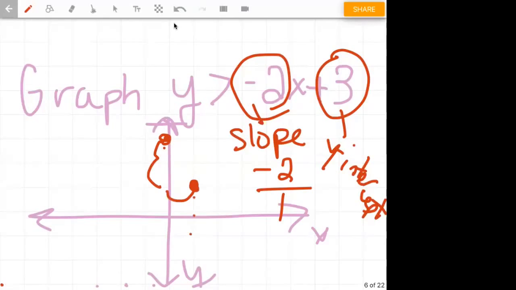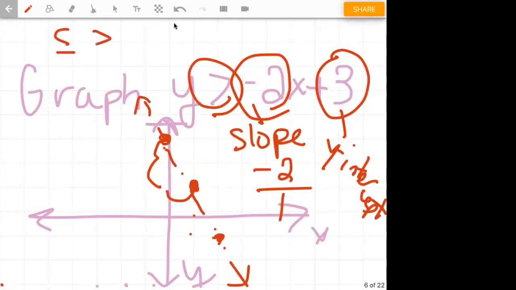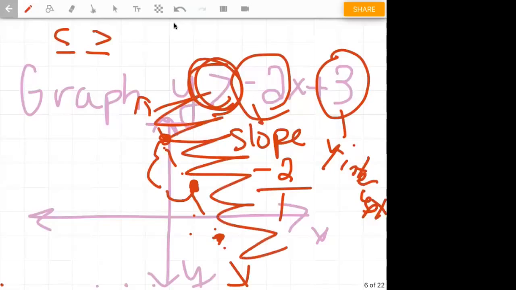And then you're going to look at the sign. If it's greater than or less than, it's going to be a dotted line. And if it would have the line under it, like greater than or equal to, less than or equal to, it'd be solid. But if it doesn't have the line under it, it's dotted. And then you have to shade. So y is greater than would be above the line. So you'd shade to the right. So that would be your graph.